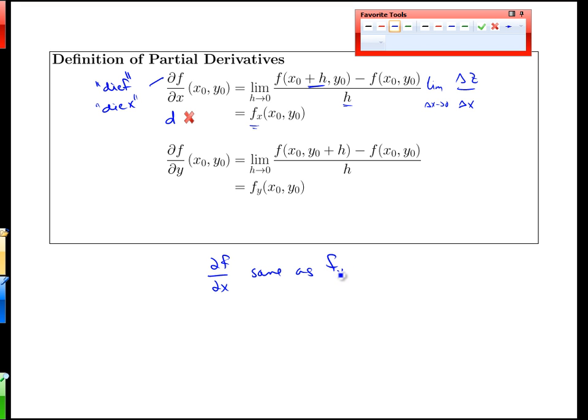Sometimes it's easier to write it out that way. We'll be using both interchangeably. And likewise, we do exactly the same thing in the y direction. Notice I'd have the point x naught, y naught plus h, so it's only a change in y in the inputs, and we interpret this as the limit as delta y goes to 0 of delta z over delta y. And again, we can represent that either as ∂f/∂y, or f sub y, whichever seems to make more sense in a particular problem.